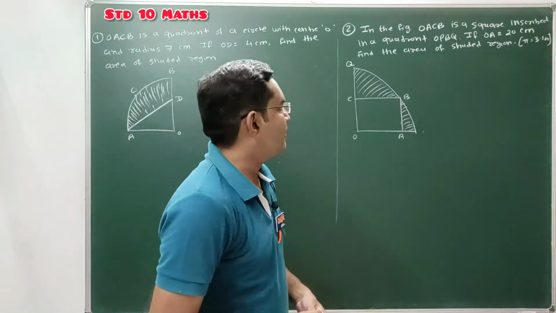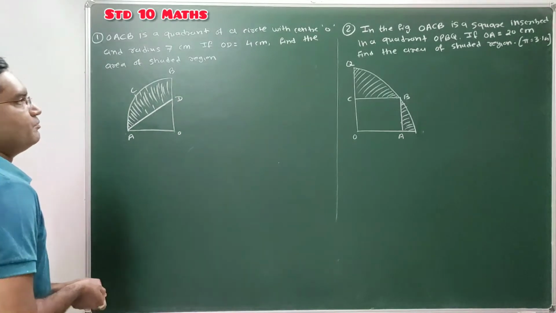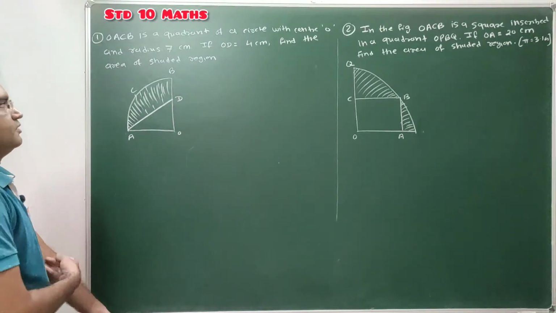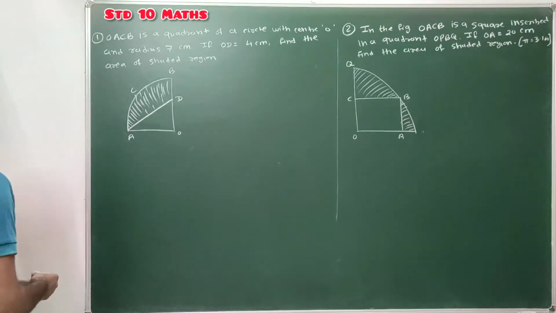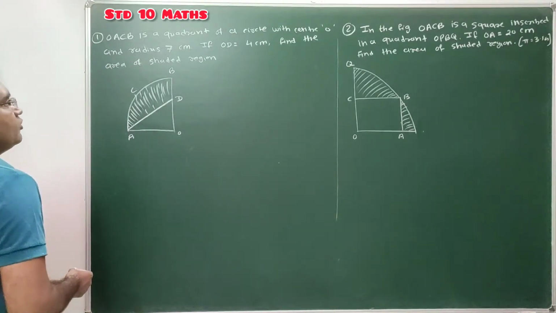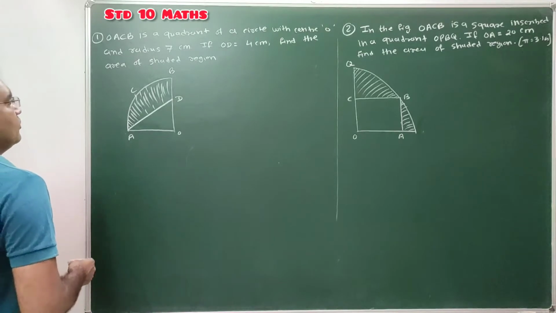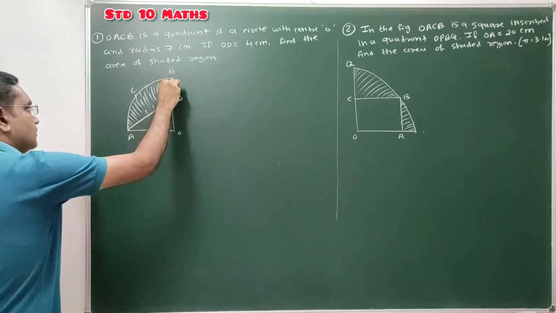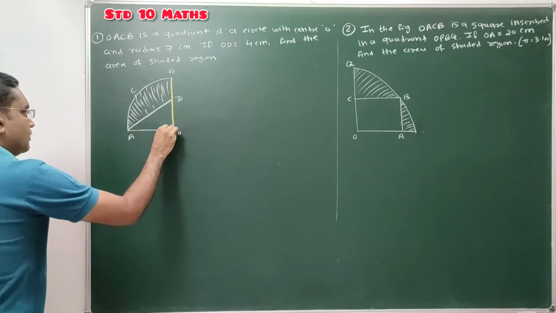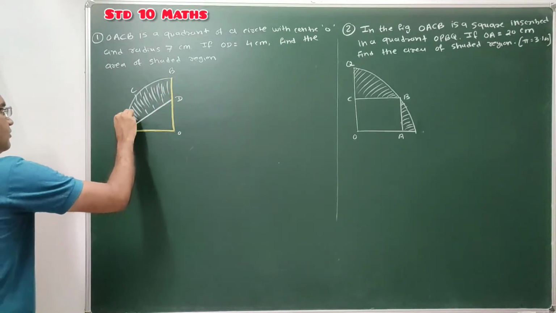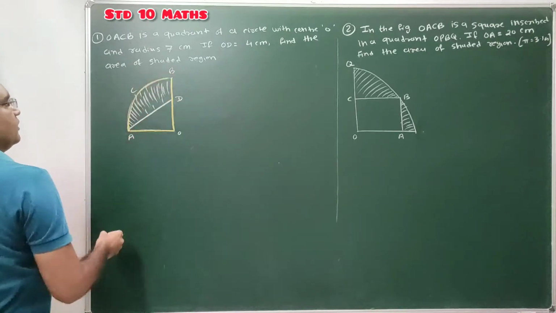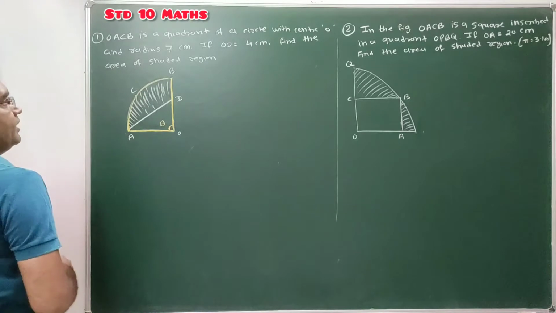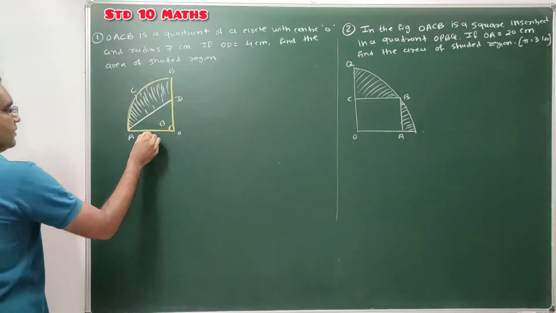In this video we are going to discuss additional practice sums based on circle, area related to circles. So first question: here OACB is the quadrant of circle with center O. So this is the quadrant of circle OACB. It's a sector with central angle theta equal to 90 degree with radius 7 centimeter.